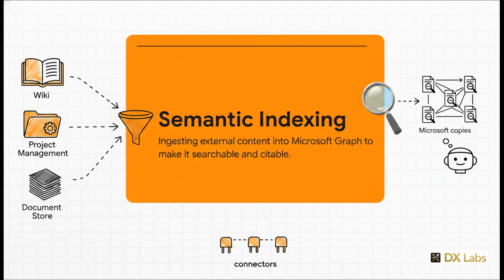Now, Microsoft and its partners actually give us over 100 pre-built connectors to do exactly this. And if you can't find the specific one you need, developers can easily build custom ones using the Microsoft 365 Agents Toolkit. The absolute key takeaway here is that the AI agent is not reading the original document live. Nope, it's reading a highly optimized, searchable copy sitting right there inside the Microsoft Graph index.